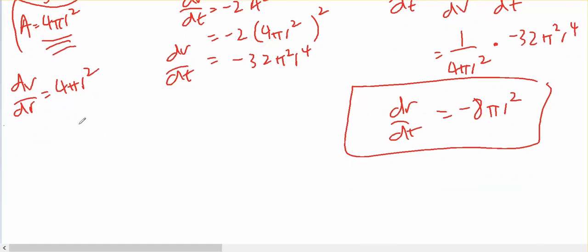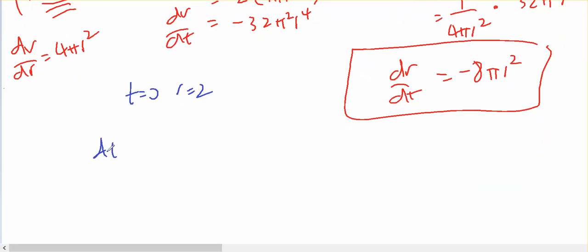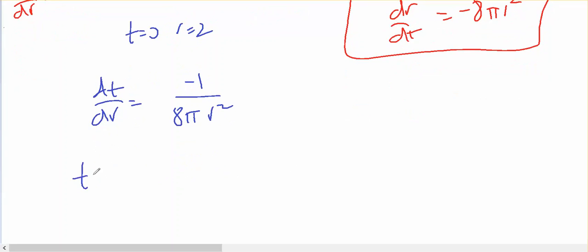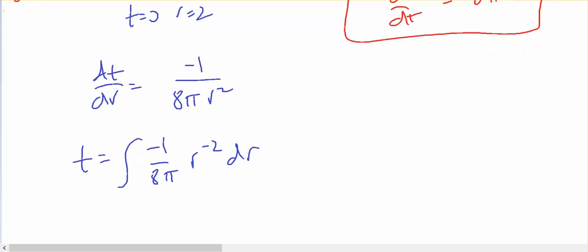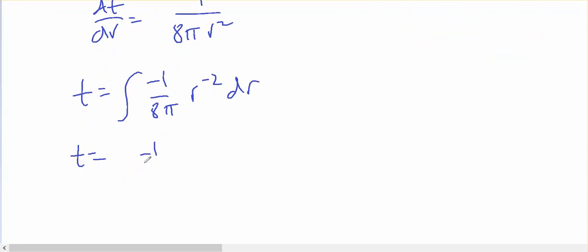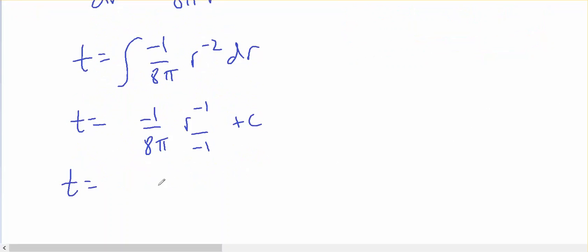Part B says solve when I know that initially r equals 2. Okay, so dt/dr is going to be negative 1 on top of 8 pi r squared, which means that t will be the integral of negative 1 on 8 pi r to the minus 2 dr, which means t equals negative 1 on 8 pi, r to the negative 1 on negative 1, plus some constant c, which means that t equals 1 on 8 pi r plus c.